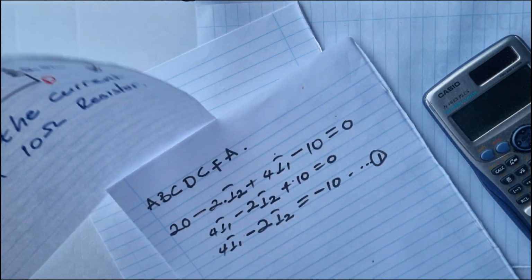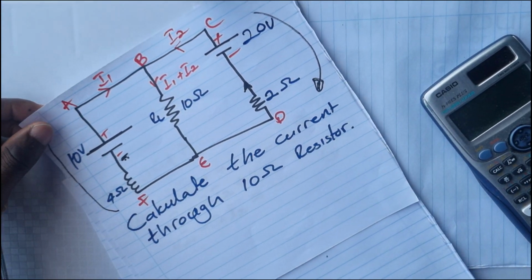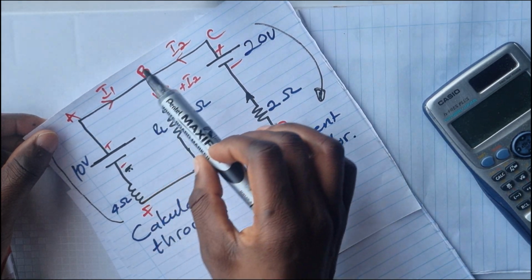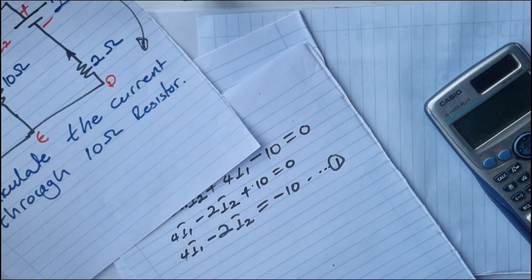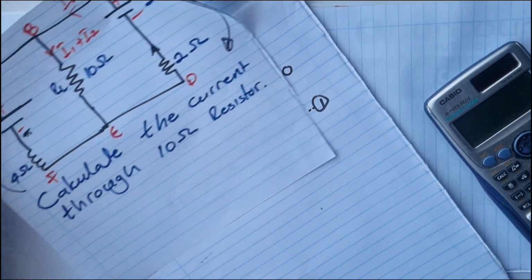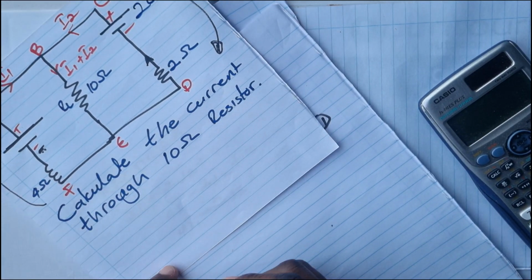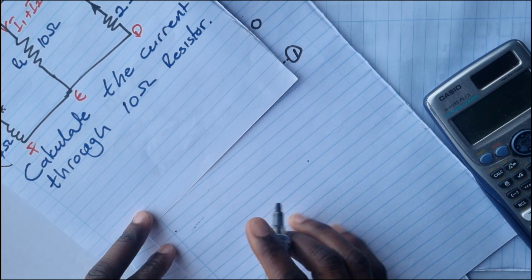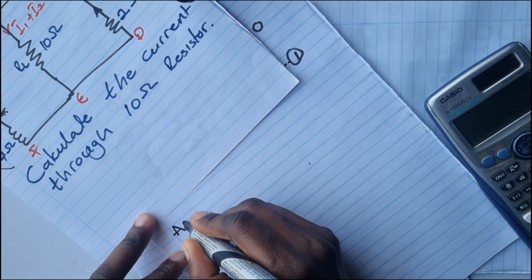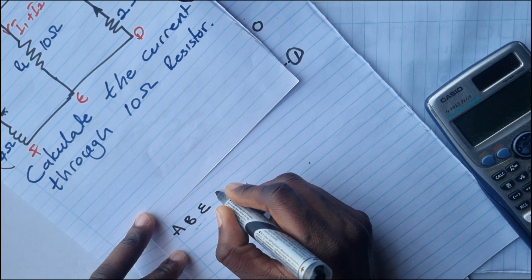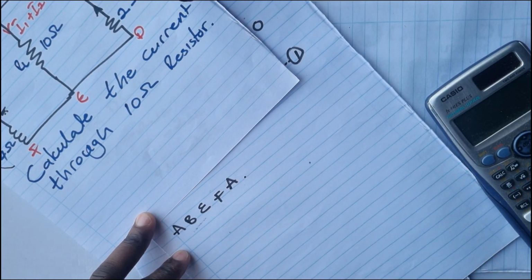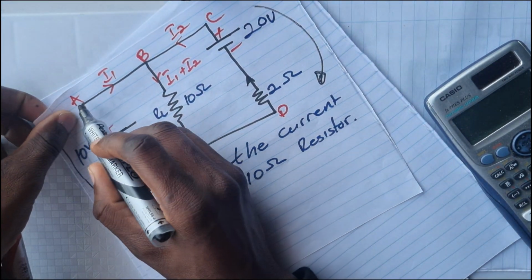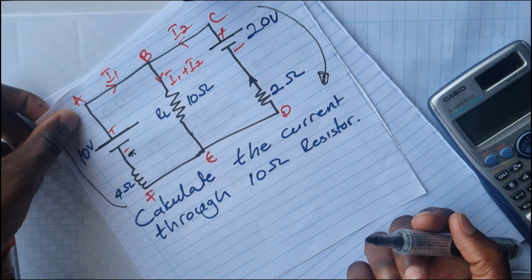Okay, so now we're going to take another loop. We can take any loop. So let's say we are taking A, B, E, F, A. So considering loop, we're going to consider loop A, B, E, F, A. So now when you consider loop A, B, E, F, A, from A to B, there is no voltage drop.